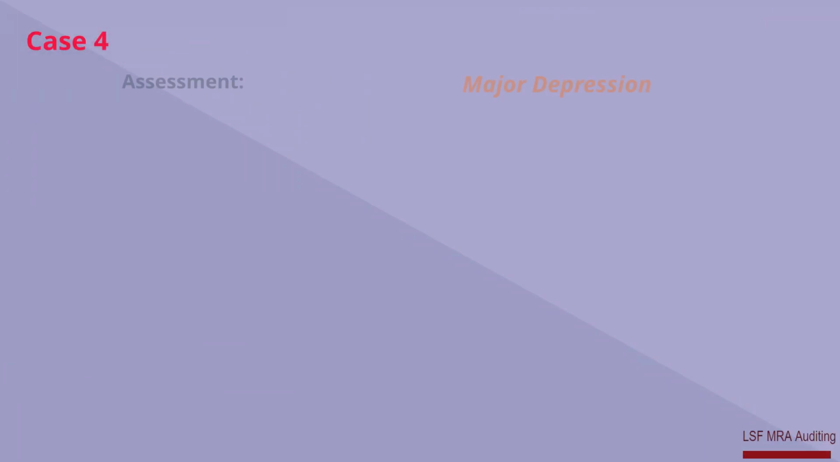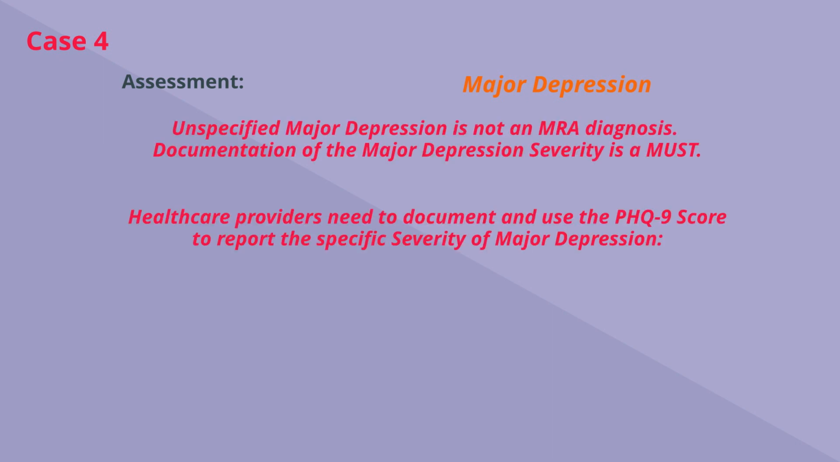Example number 4. A 48-year-old woman is seen today for the loss of appetite and insomnia. The final impression documented in the assessment is major depression. Unspecified major depression is not a risk adjustment diagnosis. Documentation of the severity of major depression is a must. The physician needs to document the PHQ-9 score and use it to report the specific severity of major depression, such as mild, moderate, or severe.